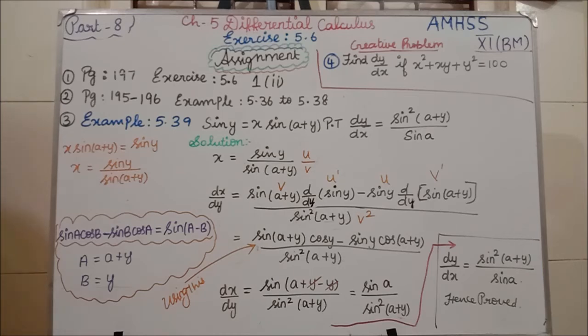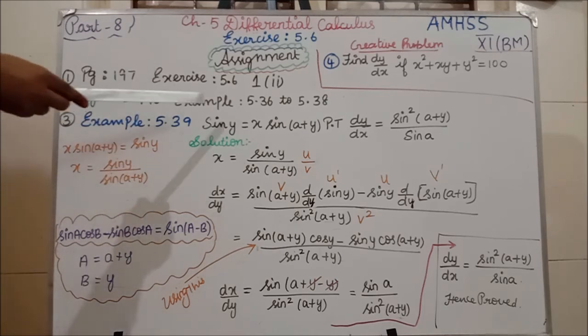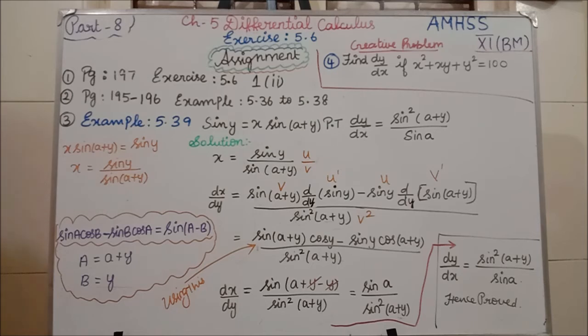Now, the second question is on page number 195 to 196. On these pages, we have the examples 5.36 to 5.38. See, three examples we have. So, all the three examples you are going to work out in your homework note.